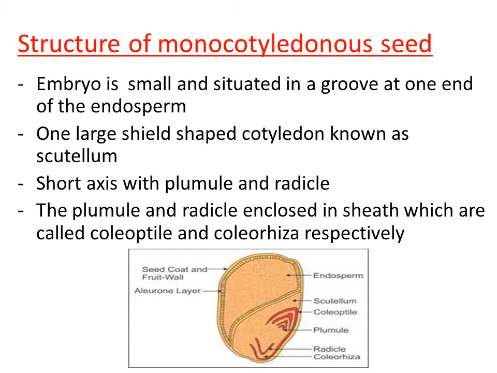So the embryo consists of a cotyledon and an embryonal axis. What is the number of cotyledons here? Only one cotyledon will be present, which is named the scutellum. And the embryonal axis consists of two ends, the plumule and the radicle. The plumule is covered by a sheath called the coleoptile and the radicle is covered by a sheath called the coleorhiza.